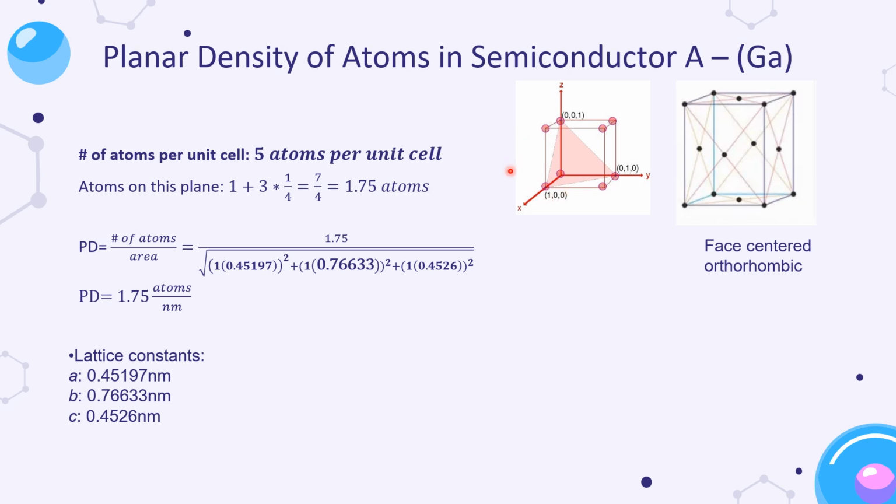Given that we have a 111 Miller indices, we could calculate the number of atoms in the planar density, knowing that there are 5 atoms per unit cell. However, there are 1.75 atoms in the Miller indices unit cell. When we calculate this using Pythagorean's theorem, it comes out to be 1.75 atoms to the nanometer.